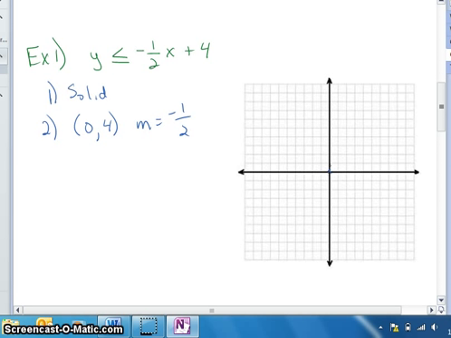So graphing (0, 4), and then the slope is negative 1/2. Down 1 to the right 2, down 1 to the right 2, or up 1 to the left 2. Solid line.